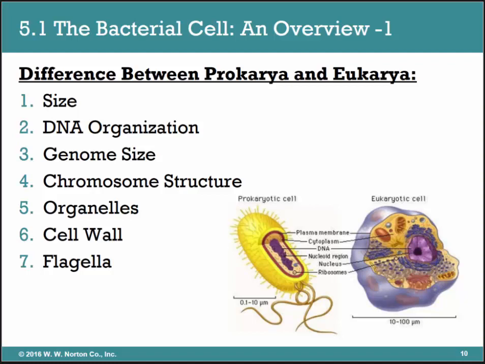Number 6, the cell wall. Bacterial cell walls are composed of peptidoglycan, versus eukaryotic cells, which are composed of carbohydrates. And lastly, number 7, flagella. Bacterial cells have a rotary flagella, whereas eukaryotic flagella are more whip-like.